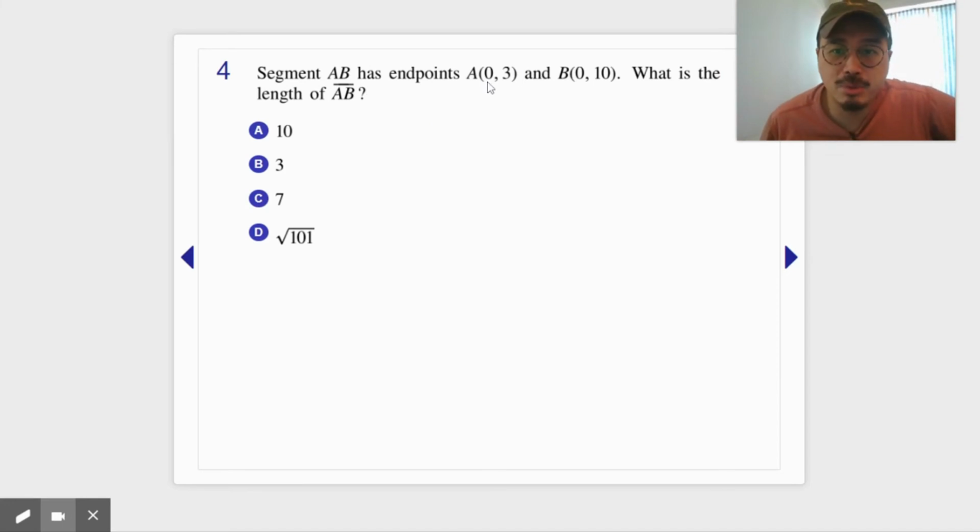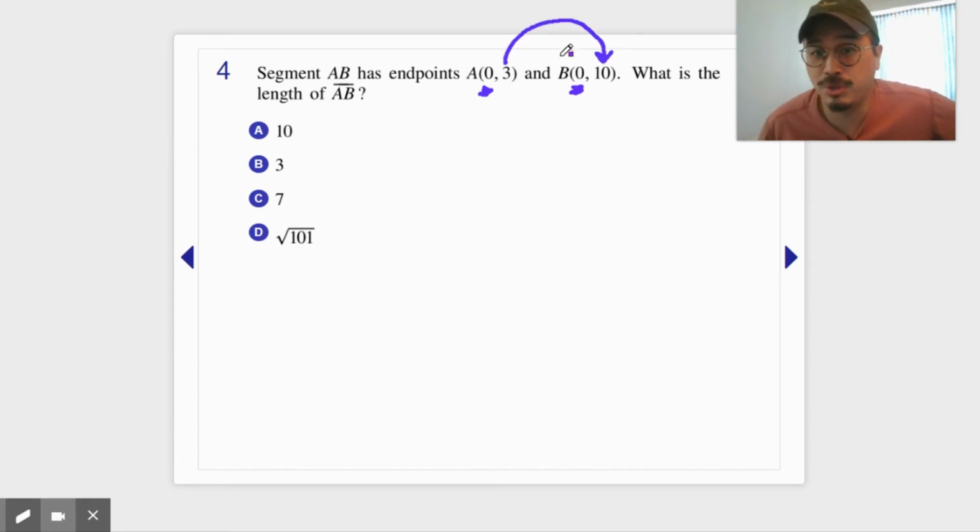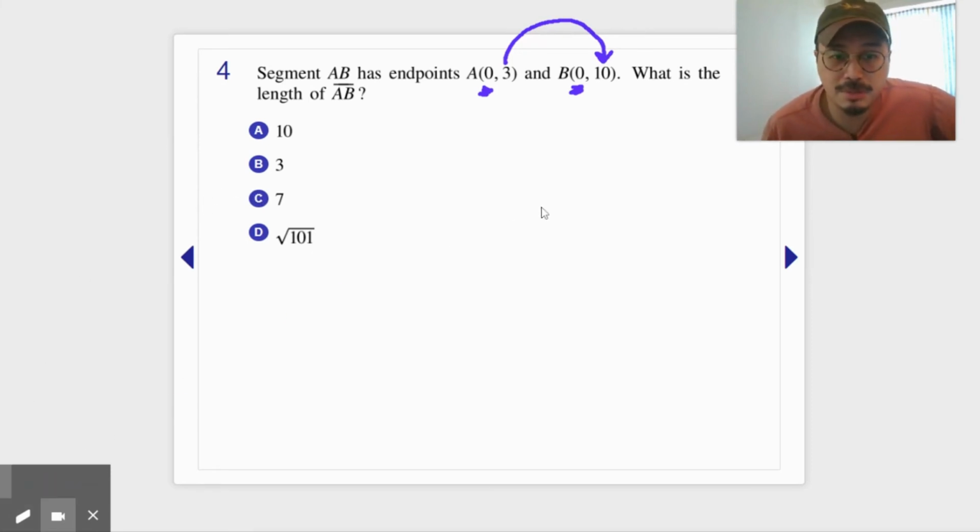Segment AB is (0, 3) and (0, 10). What's the length? Now, remember what I said in the lesson today, right? Which two coordinates have the same value? Yeah, the x coordinate, right? They're both 0. Notice that, right? So what's not the same? Yeah, 3 and 10. So the question for all of you is, how do you go from 3 to 10? Yeah, 7. All right, 7 spots, right?